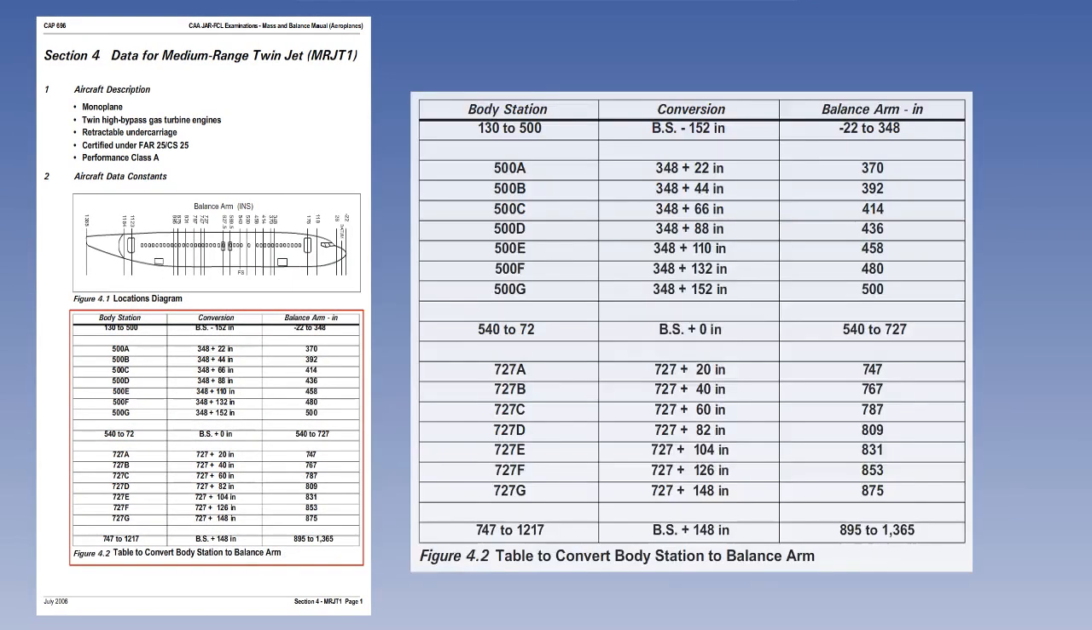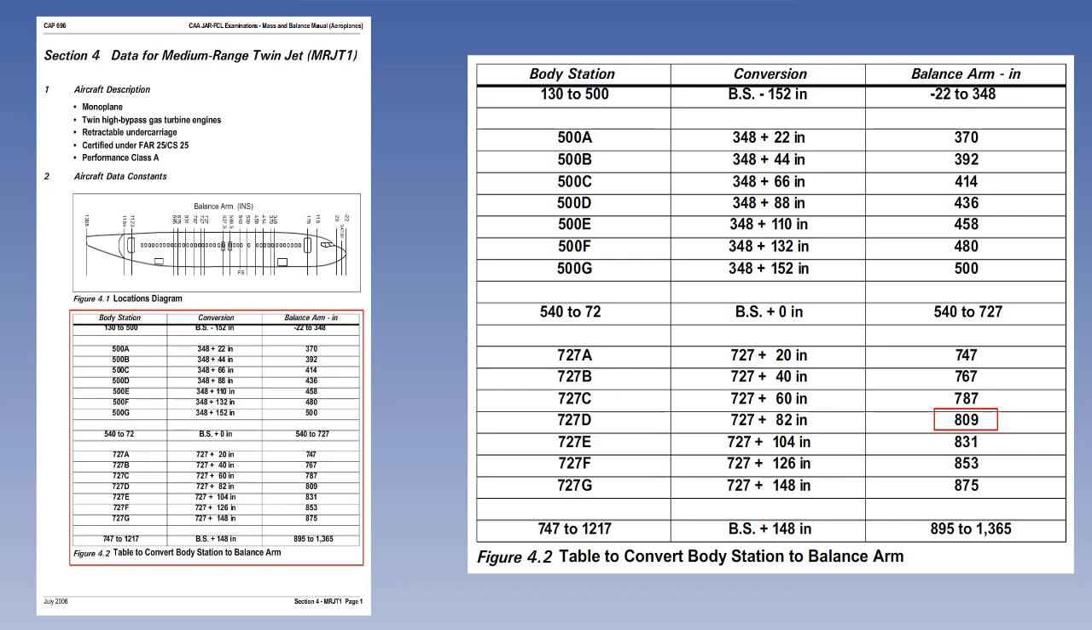In the second example, we are required to convert balance arm 809 inches into a station number. The first step is to locate 809 inches in the balance arm column. Now move left to the conversion column to read 727 plus 82 inches. And finally, move left to the body station column, where the 82 inches have been subtracted, to give a body station of 727D.